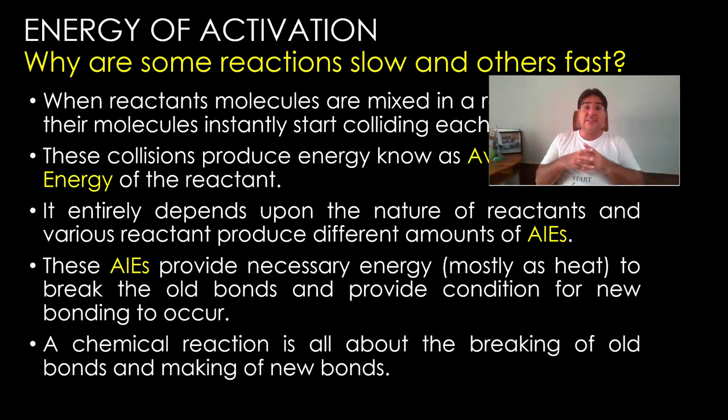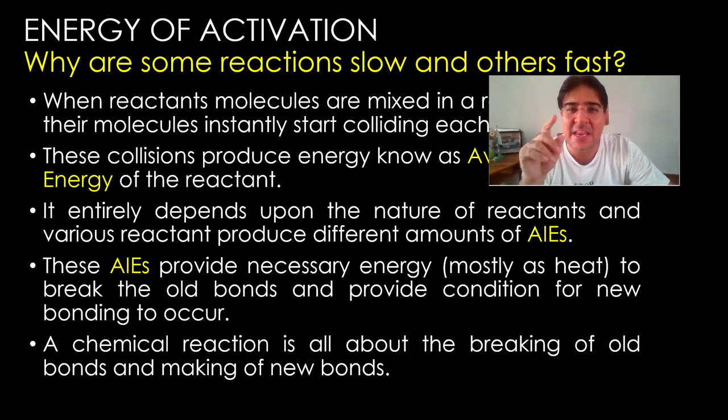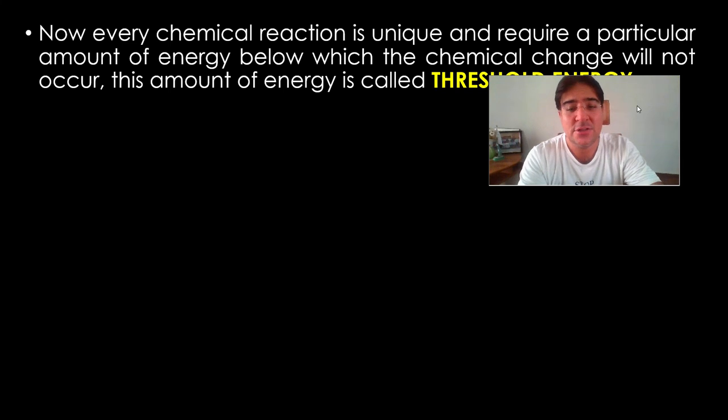So if AIEs are high and it's favorable, the bonds can break easily. And if AIEs are low, the bonds will not break easily. You can guess that the reaction with higher AIEs would be faster, and very low AIEs would be really slower. But it's not just the AIE completely controlling the reaction. The AIEs can be more or less, but there is still a minimum energy required to convert all the reactants into products. This energy is known as threshold energy.